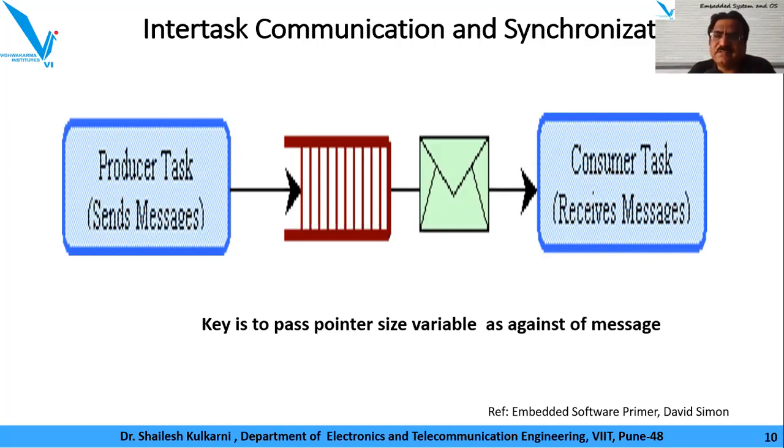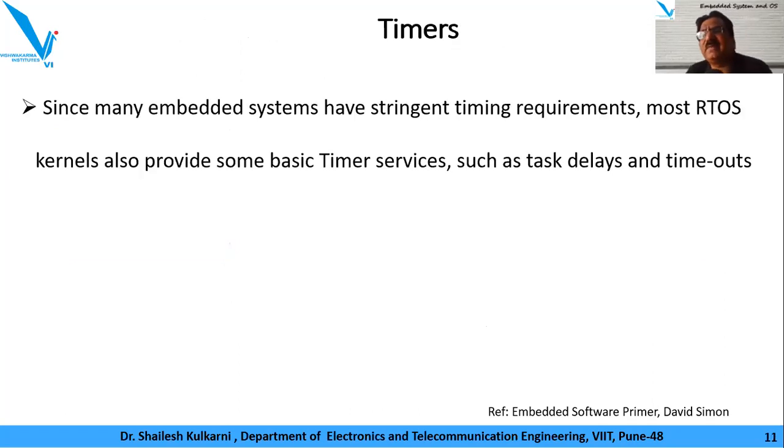So what is the key that we have discussed out of it? The key is to pass the pointer size variable as against the messages itself. So this is what we get to know very early out of this particular discussion. Fine. Then timers: since many embedded systems have stringent timing requirements, as we know, most RTOS kernels provide some basic timer services such as task delays and timeouts and all that. Okay, so those particular services are being provided.